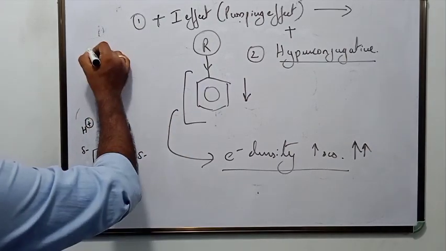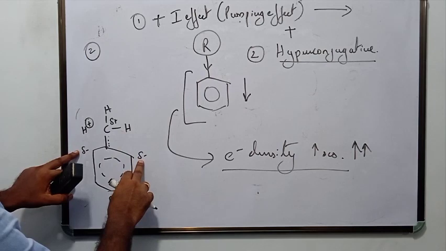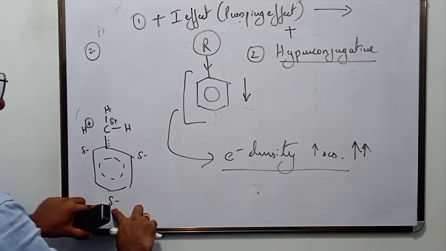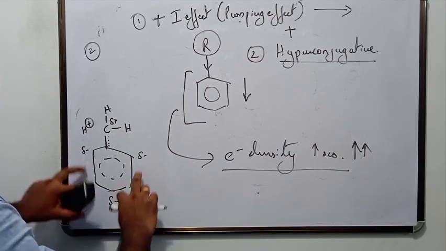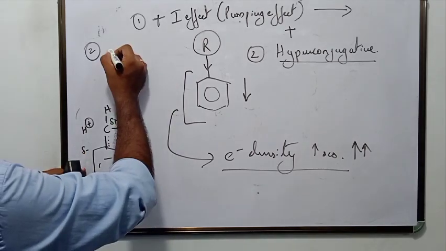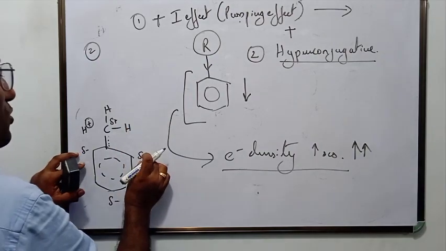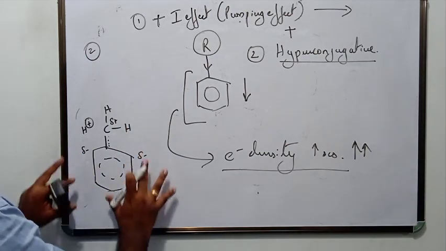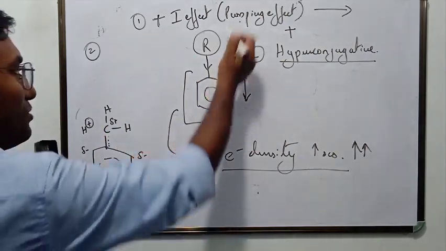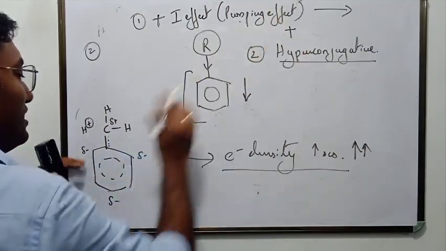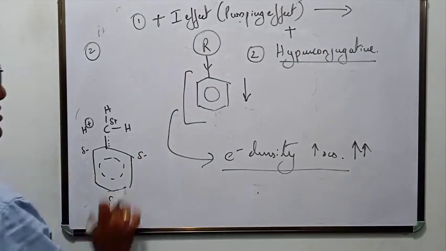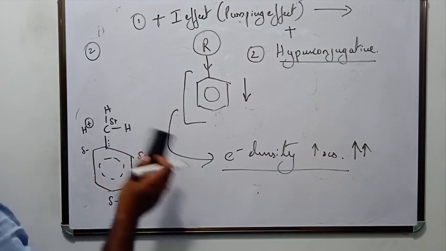The second point is, see where the electrons are concentrated. Electron density is concentrated at the ortho and the para position. So not only are they good ring activators, they are very good ortho para directors. Whatever electron density they are able to generate because of these two cumulative forces, they are able to concentrate at ortho and para positions. So they are very good ortho para directors too.